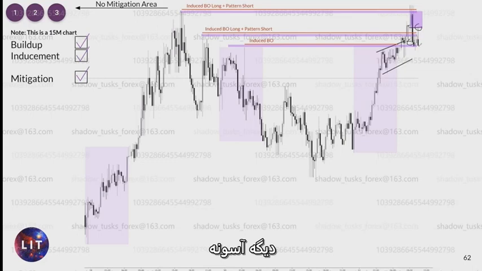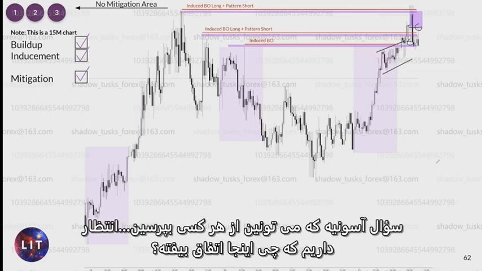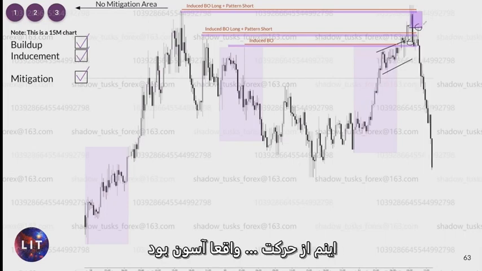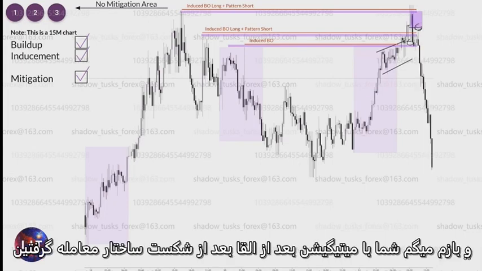Easy stuff, easy question to wake everyone up. What should we expect after this one in here? There you go. That's your perfect tube, right? Easy stuff. There you go. That's your tube. Easy stuff. And again, you trade it with the mitigation after the inducement, after the internal break of structure.